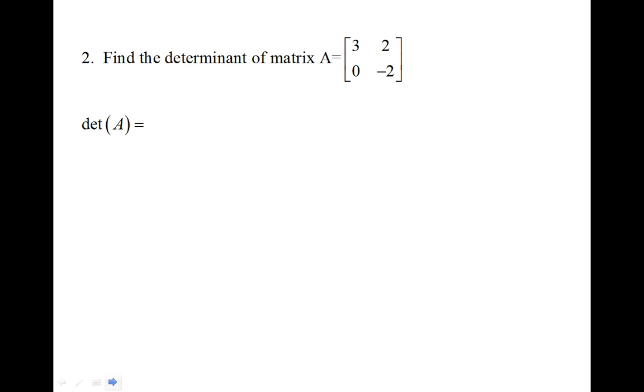Let's find the determinant of this 2 by 2 matrix. We'll just do 3 times negative 2 minus 2 times 0. Negative 6 minus 0 is just negative 6.